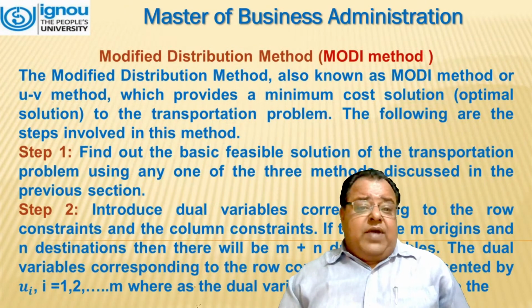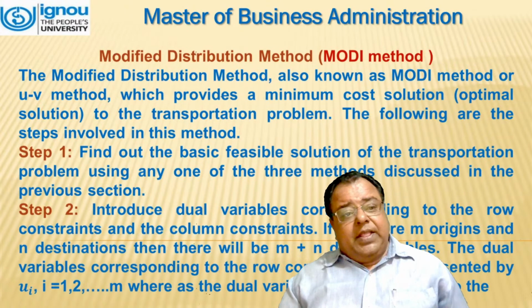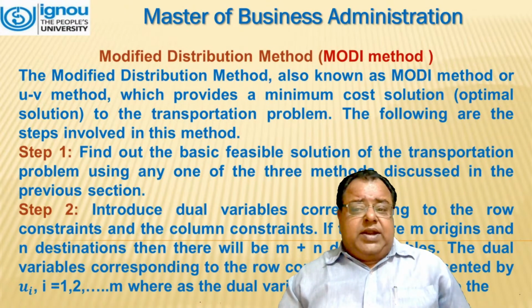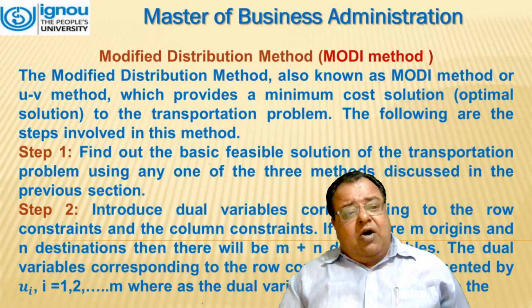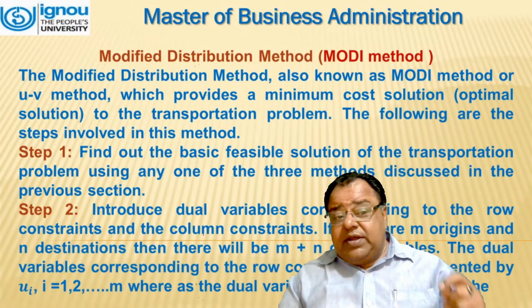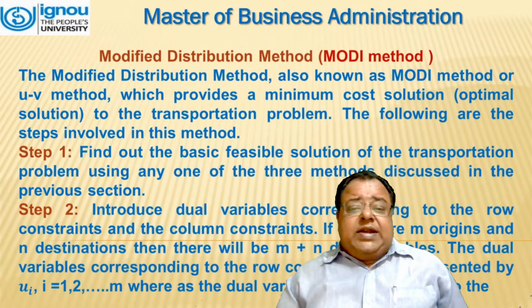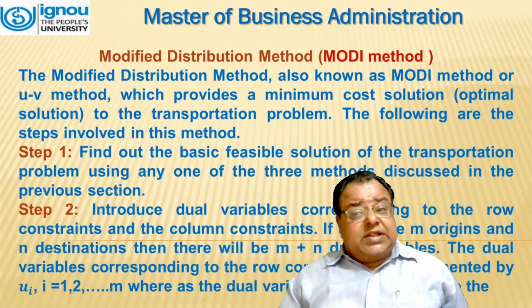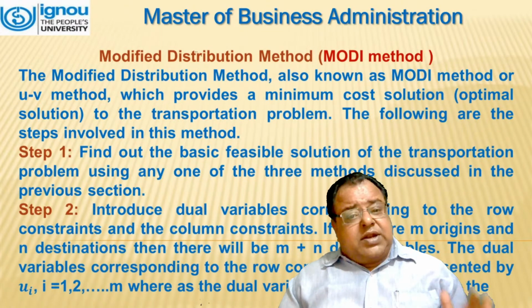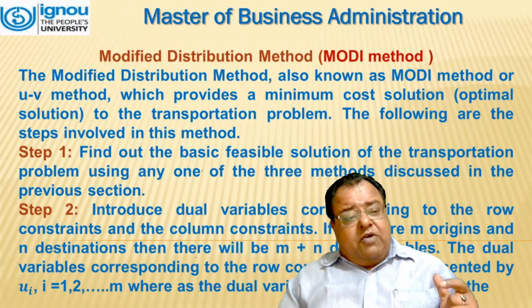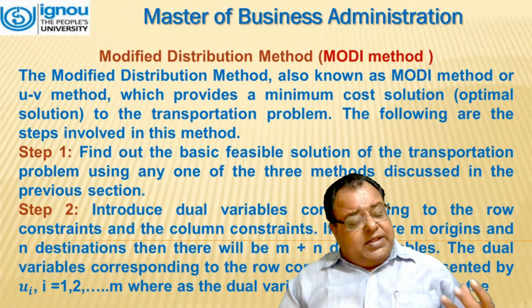Then comes the modified distribution method, which is known as the MODI method. The modified distribution method is also known as the MODI method or UV method because we will be using u and v over there for solving the problem, which provides a minimum cost solution, that is the optimum solution to the transportation problem. The following are the steps to be followed in this method.